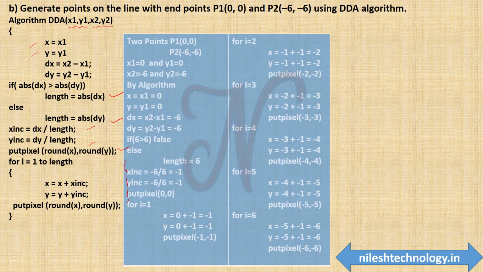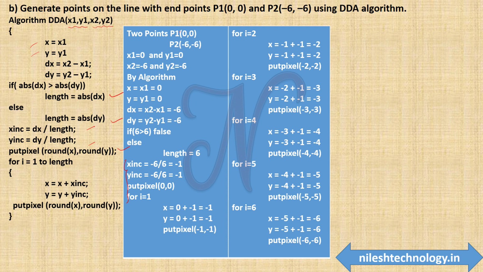So we find the points. My first point is 0 0 and the second point is minus 6 minus 6. By using the algorithm, these are the 4 parameters: x1 0, y1 0, then x2 minus 6, y2 minus 6. Here x equal to x1 means x equal to 0, y equal to 0. Then dx is x2 minus x1, minus 6, and dy is y2 minus y1, minus 6. Here ABS of dx, ABS means convert this value into a positive number. So is 6 greater than 6? False, so it goes to else. My length is the ABS of dy, so the length is 6.